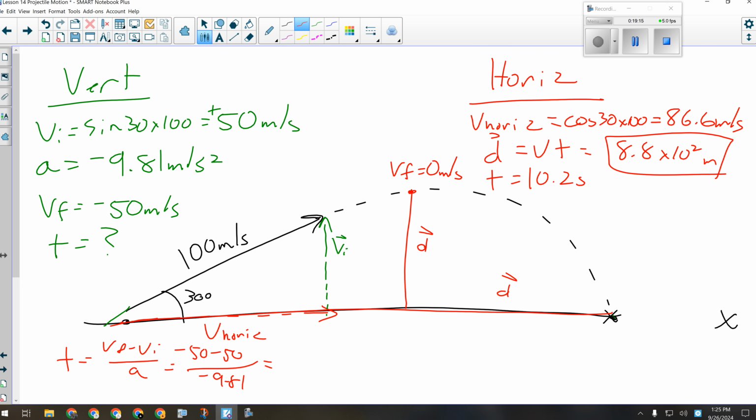Why do they get the maximum height to be 0 if they forget to divide the 10.2 by 2? Because they're dealing with the whole flight. And when it comes back down after 10.2 seconds, it's back on the ground and its displacement is 0. So here's what I do. I keep this number because it still applies. I keep this number because it still applies. And I change this number. VF is no longer negative 50. VF is now 0. So I have VF, VI, A, and I'm looking for D.